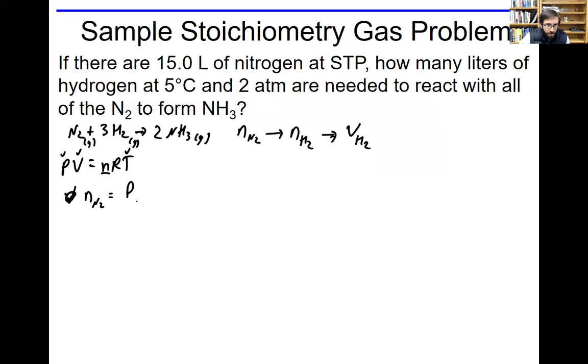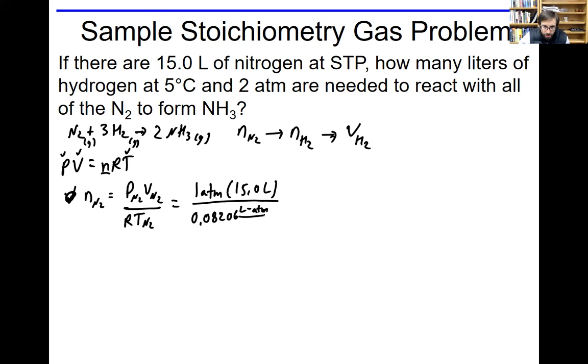We divide both sides by RT, so we get P nitrogen times V nitrogen, divided by R times T nitrogen. Now, I didn't put R nitrogen because the ideal gas constant is always the same, regardless of what gas you're talking about. So at this point, we can start plugging in values. We have 1 atmosphere for the pressure, STP. The volume is 15.0 liters. And then we have the ideal gas constant, which is 0.08206 liters atmospheres per mole Kelvin. Those are our units. And our temperature, well, it's 0 degrees C, but we're going to have to add 273.15 to convert that to Kelvin. Remember, when doing ideal gas law questions, you always have to be in absolute temperature in Kelvin. You plug that into your calculator, get 0.6693 moles of nitrogen.